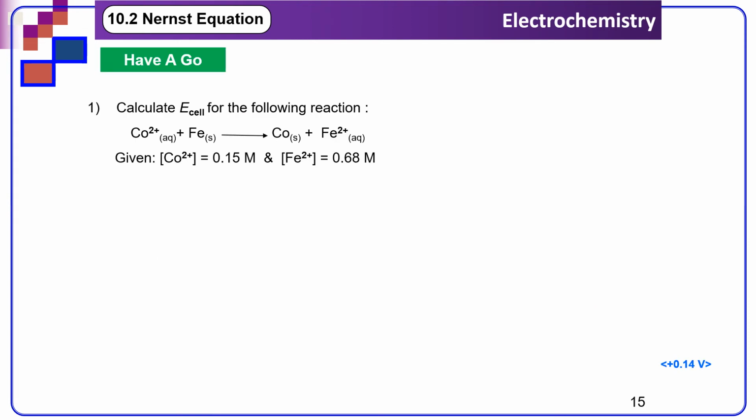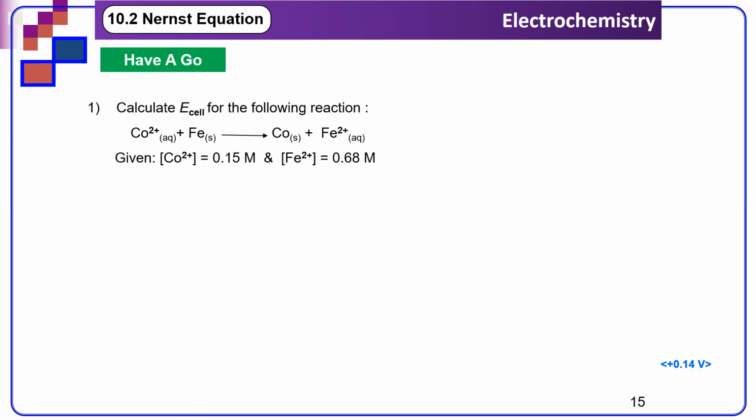Okay, let me look at exercise number 1. Calculate E cell for the following reaction. Given cobalt 2 plus and iron produce cobalt and iron 2 plus. The concentration of cobalt 2 plus is 0.15 molar and the concentration of iron 2 plus is 0.68 molar. Firstly, we need to identify the cathode and anode. So how to identify cathode and anode?